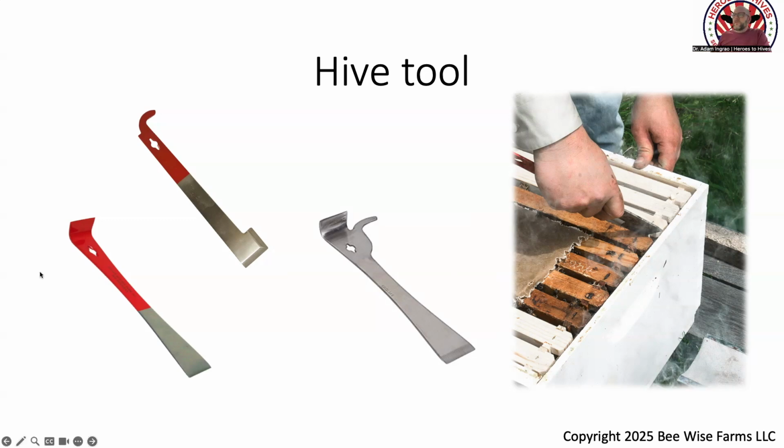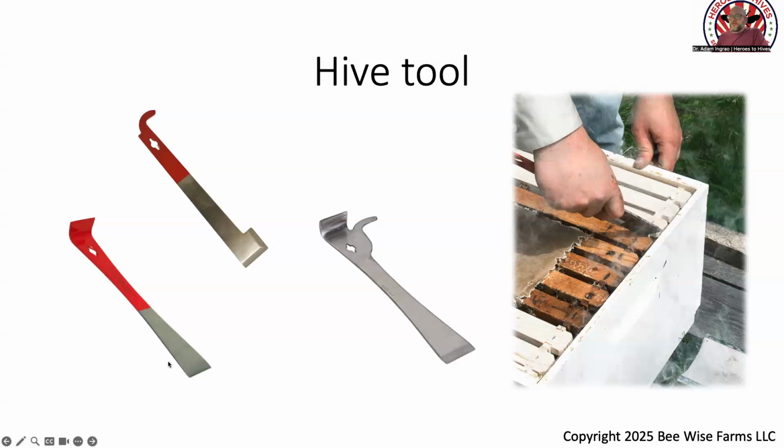Starting from the left, we have the standard hive tool. The second hive tool, in the center, is the J-hook tool. And the last one I have pictured here is the Kent-Williams tool. There are different tools in addition to these as well. There are lots of different styles out there, but these are the three basic tools that we use in the industry. I'm going to talk about the functionality of each one of these briefly.